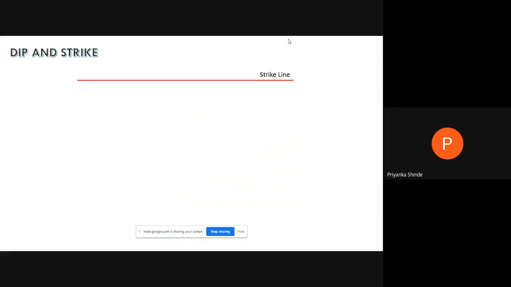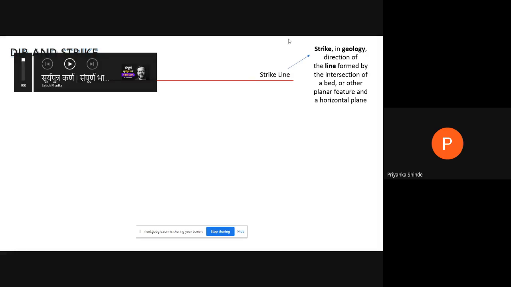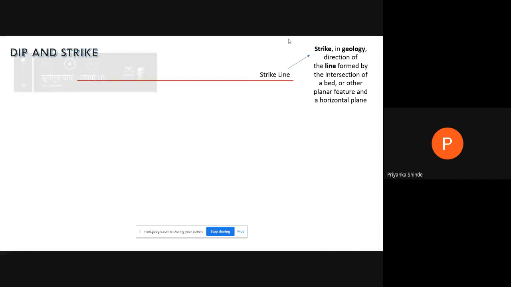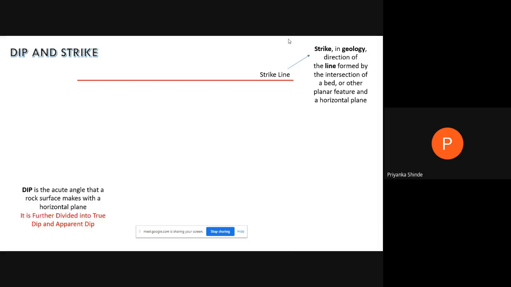So the line on the ground, or the trace of the bed, that is called the strike. Strike in geology is the direction of the line formed by the intersection of the bed or other planar features and the horizontal plane. So where the bed and the horizontal plane intersect, that line is called the strike line.